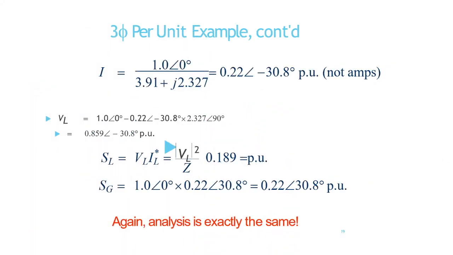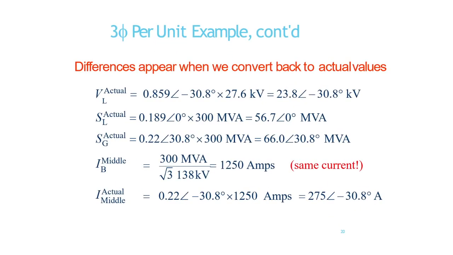So I equals 1.0 angle 0 divided by 3.91 plus j 2.327, that is 0.22 angle minus 30.8 degrees per unit. VL is 1 angle 0 minus 0.22 angle minus 30.8 into 2.327 angle 90 degrees, that is 0.859 angle minus 30.8 degrees per unit. SL is equal to VL IL conjugate or VL squared by Z, that is 0.189 per unit. SG is equal to 1.0 angle 0 into 0.22 angle 30.8, that is 0.22 angle 30.8 per unit. So we get exactly the same analysis.